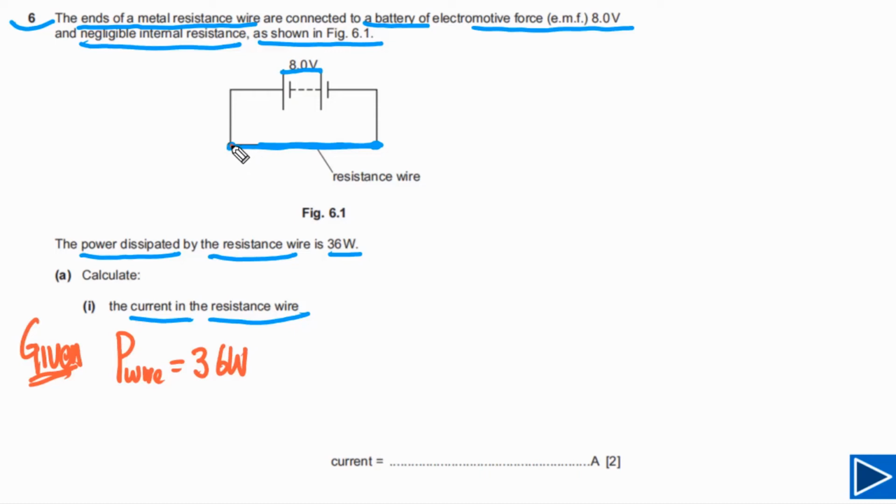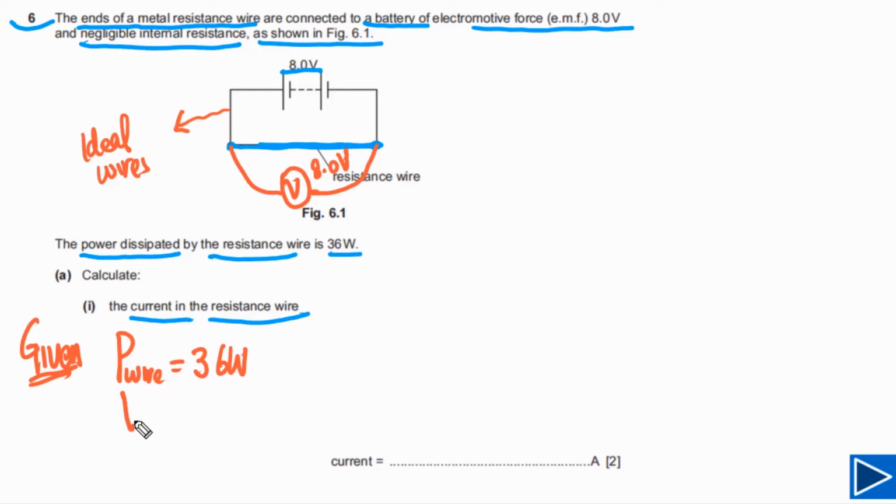If we connect a voltmeter across this wire, we can find the value of V, the potential difference across this wire, and that potential difference has to be equal to 8.0 volts because this battery has no internal resistance. If it had internal resistance, we would also need to consider the internal resistance of the battery, but in this case it has none, and these wires are ideal wires, meaning there is no potential drop. So all the potential is dropped across this resistance wire, and the reading on this voltmeter has to be equal to 8.0 volts.